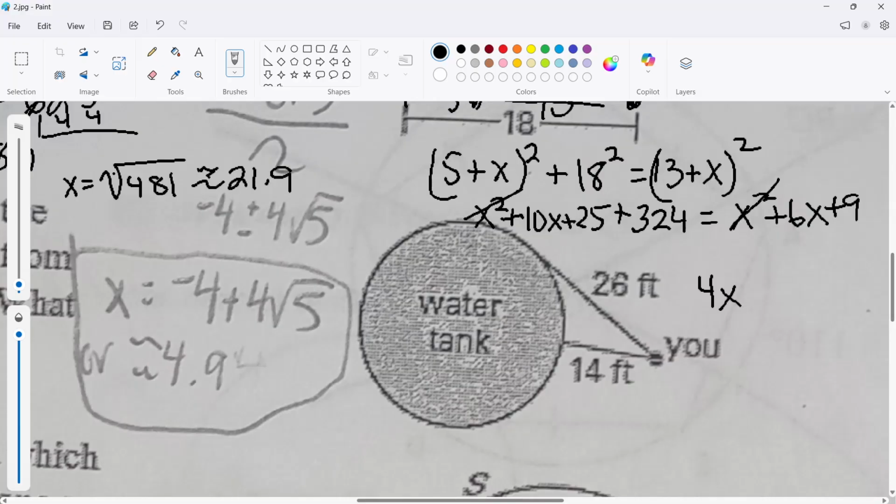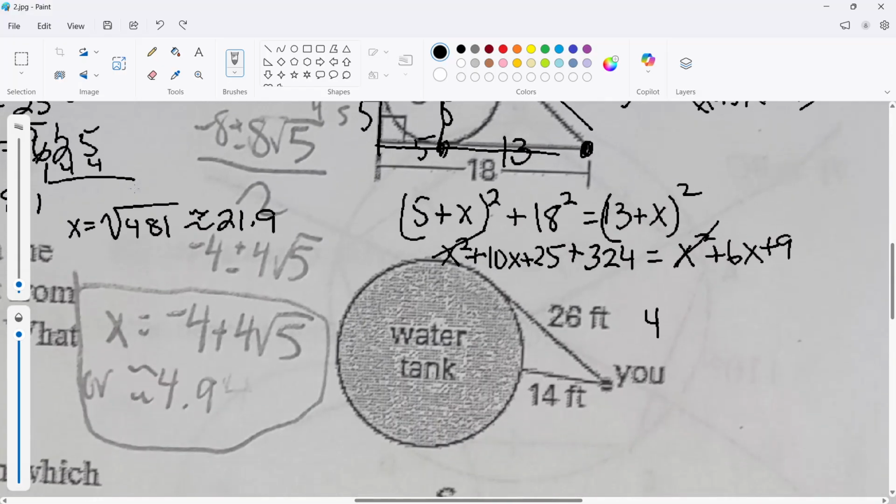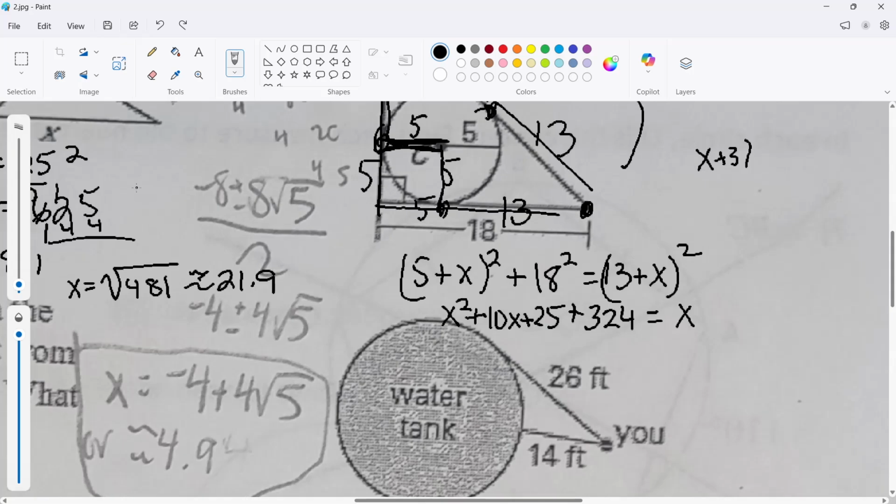Have I done something wrong here? X squared, is it 13 or, it's 13, not 3. Yes, I have done something wrong. That's 13 plus x squared, so it's x plus 13 times x plus 13, or 13 plus x times 13 plus x. Why don't you correct me on these things?